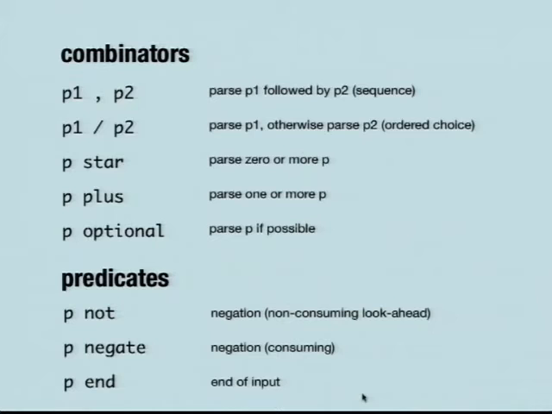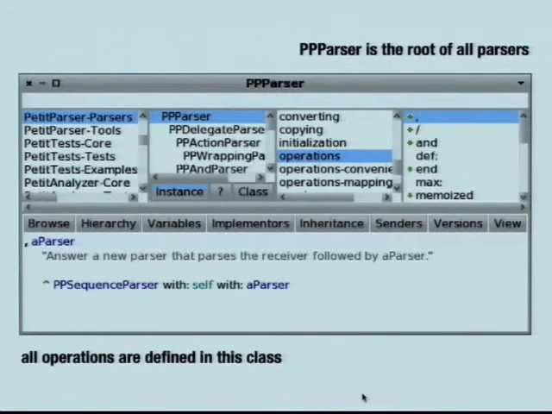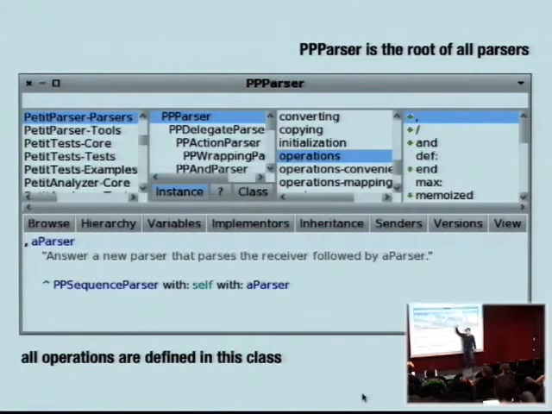First I want you to acknowledge that there's also this thing which is called predicates. So we talk about not, negate, and. We will talk about them a bit later. The next thing I want you to do is open the browser on PPParser on the instance side and browse the operations protocol. So the background question is what's the difference between star and plus? Okay, is everybody there?